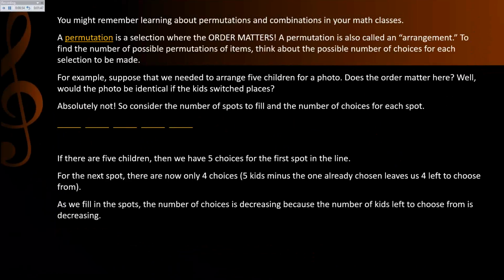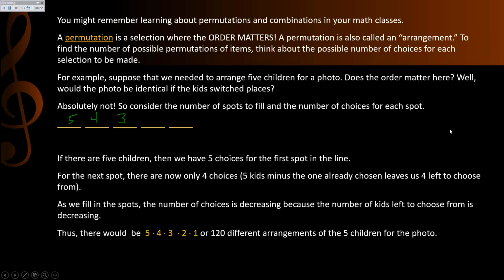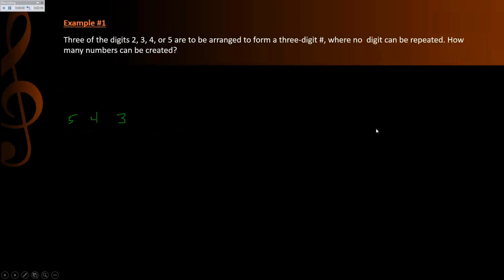As we fill in the spots, the number of choices is decreasing because the number of kids left to choose from is decreasing. So here, if we had 5 choices right here, we would write our 5. And then the next blank, we've already used one of those 5 choices, so we only have 4 choices. And now we've used 2 of them, so we only have 3, and so on and so forth. So by the time we finish, we would have 5 times 4 times 3 times 2 times 1, or multiply all those together, and that is 120 different arrangements of the 5 children in the photo.